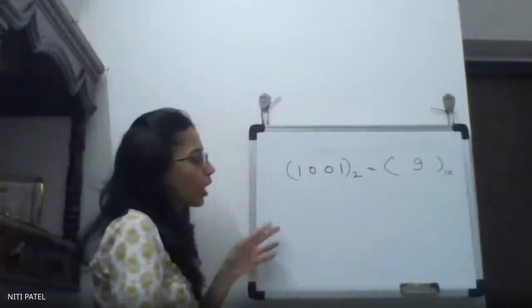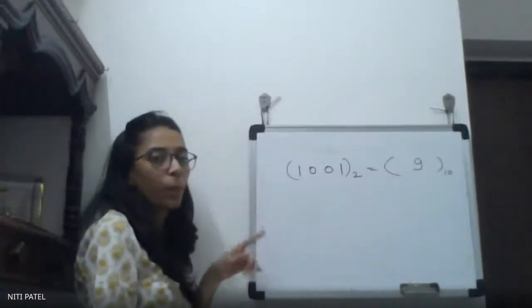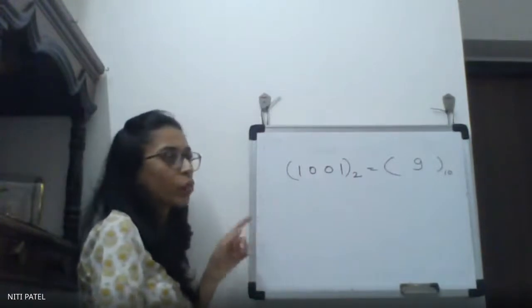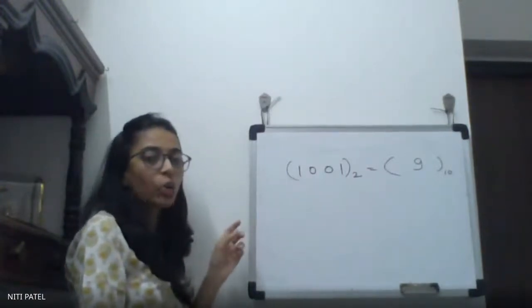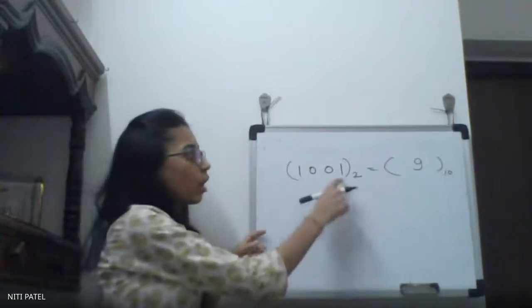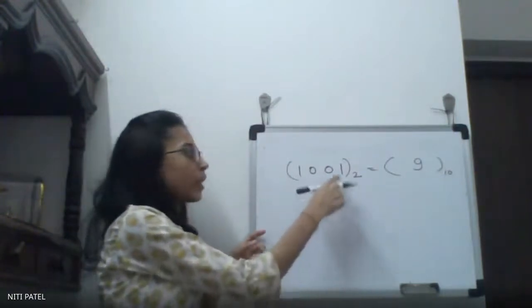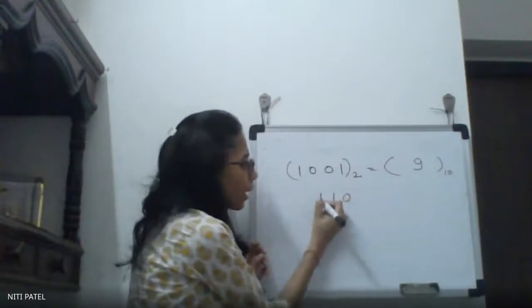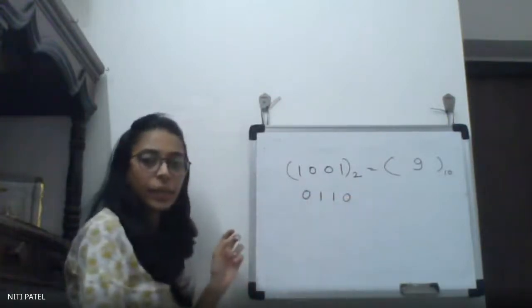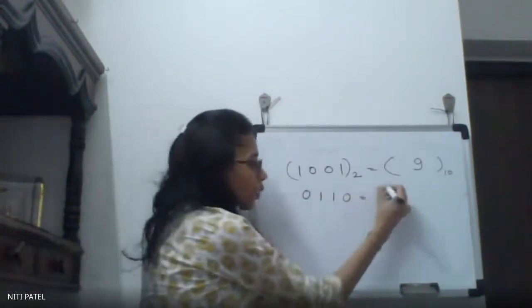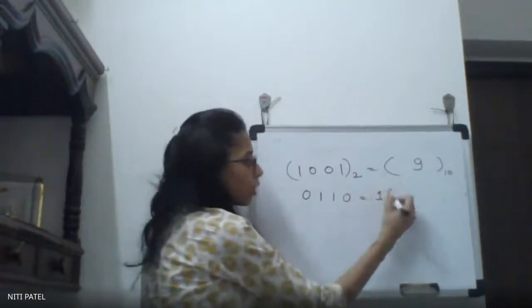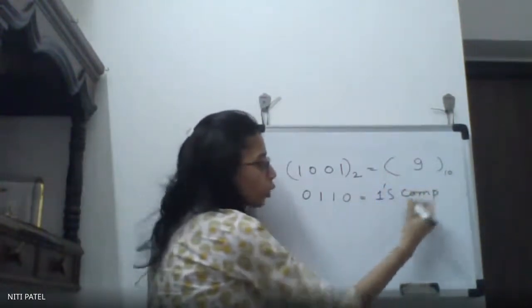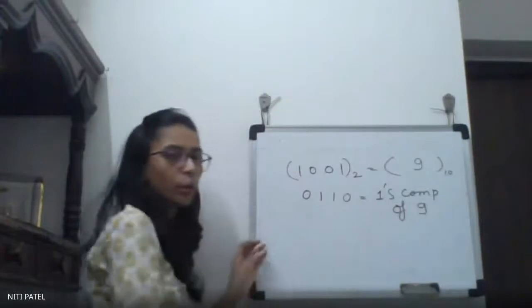9, sorry. So if I want to convert it into ones complement, if I want to find ones complement of 9, how do I do it? I change all 1s to 0 and all 0s to 1. So I write it as 0110. Correct? So what is this? This is the ones complement of 9. Yes or no?